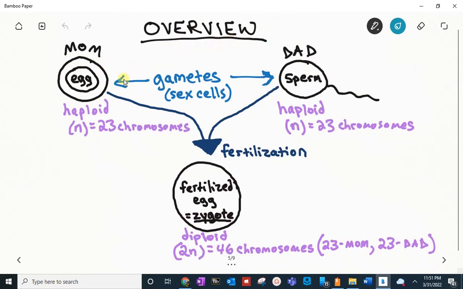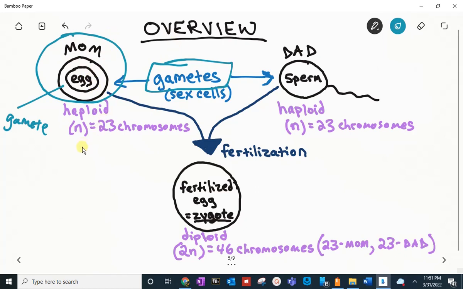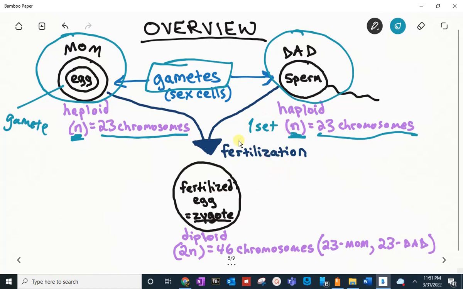Now, the overview of how we are all made is that mom has an egg cell, so remember that's a gamete. I have it written right here, these are gametes. So the mom has an egg cell, and that's haploid because it's just one N, one set of 23 chromosomes. And then the dad contributes the sperm, which is also a gamete, and that is also haploid, so it's not 2N, that's just an N, and that's one set of 23 chromosomes. So the sperm and the egg get together, and the sperm punctures inside of the egg and spills out all of its chromosomes into the egg's chromosomes, and all the chromosomes mix together, and that's called fertilization.